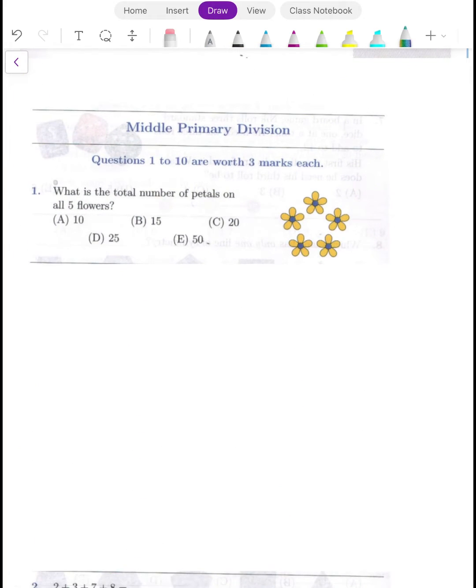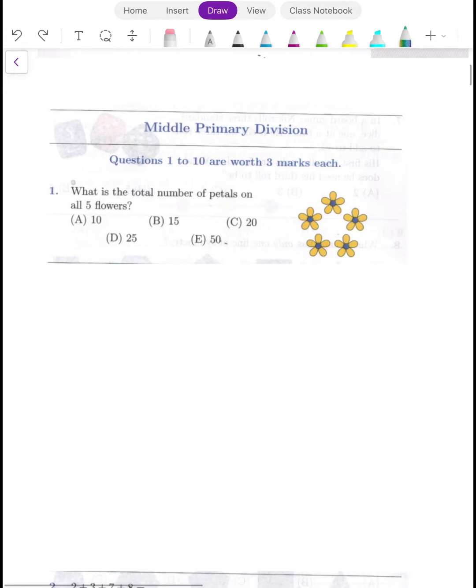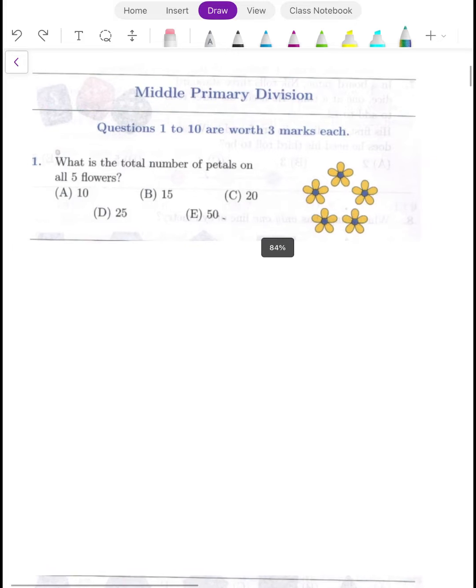This is the first section. Questions number 1 to 10 are all 3 marks each. They are multiple choice questions, and these questions are pretty easy and they should not take more than a few seconds for each question. Let's start.